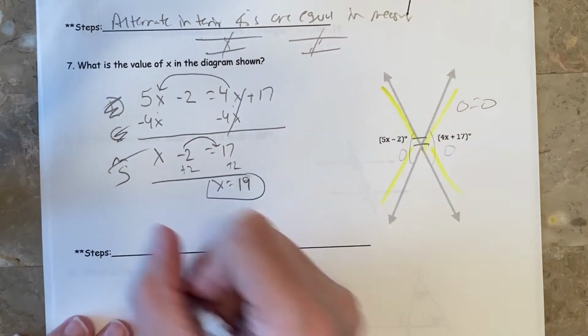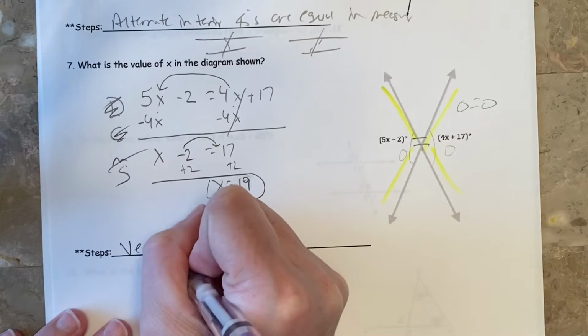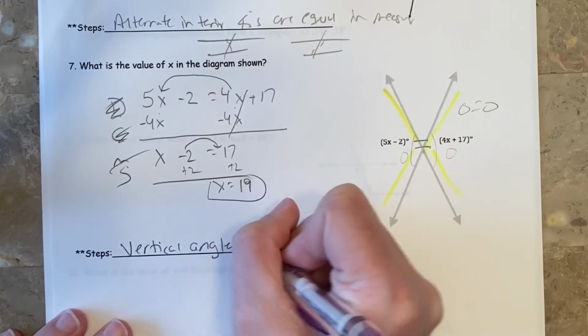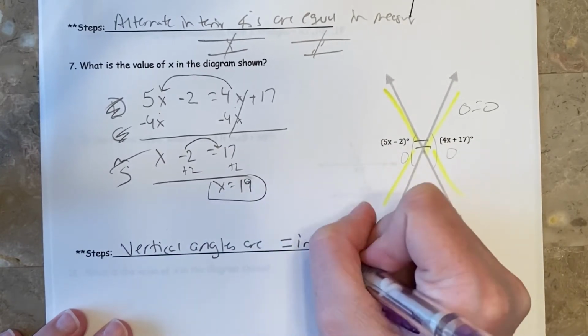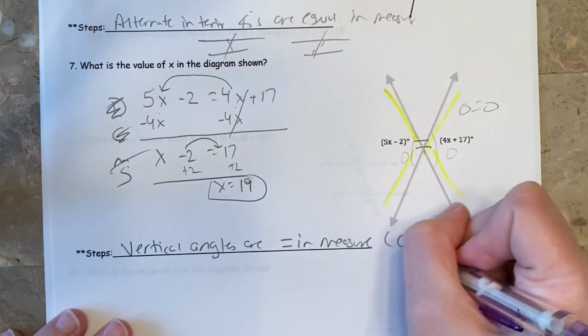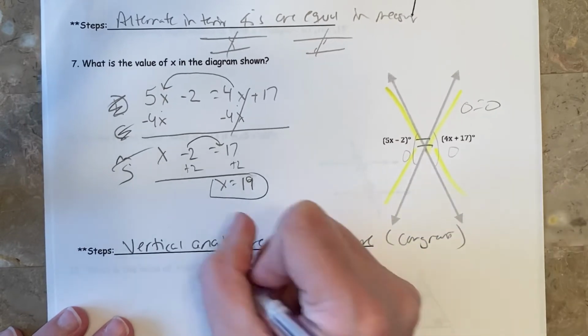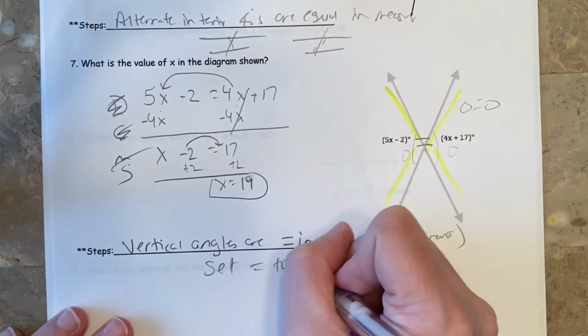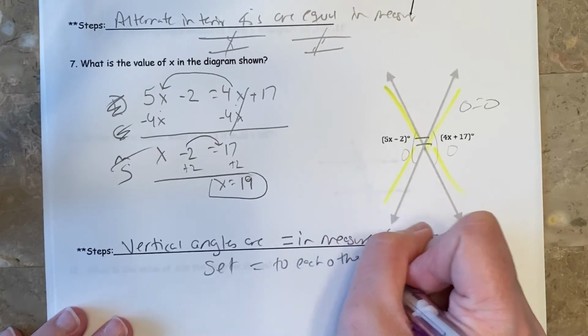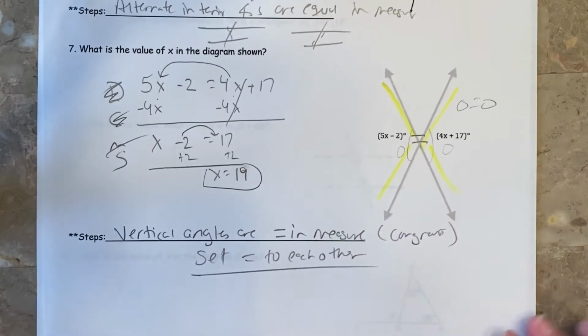All right, so here are our steps. Vertical angles are equal in measure. And that's basically all you have to know because they are congruent. So set equal to each other. That's what you want to do, set them equal to each other.